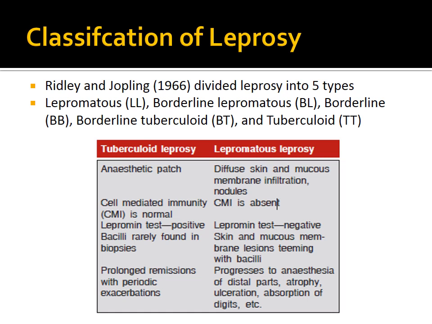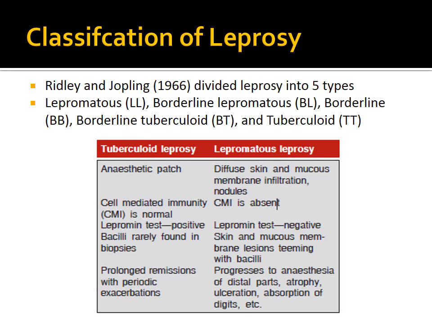Then in tuberculoid leprosy, there is a prolonged remission. Remission means a symptom-free period, or you can say a cure. So there is a prolonged symptom-free period with periodic exacerbation. Exacerbation means increase in severity. So normally the patient remains symptom free, and in between there may be some increase in severity of symptoms.